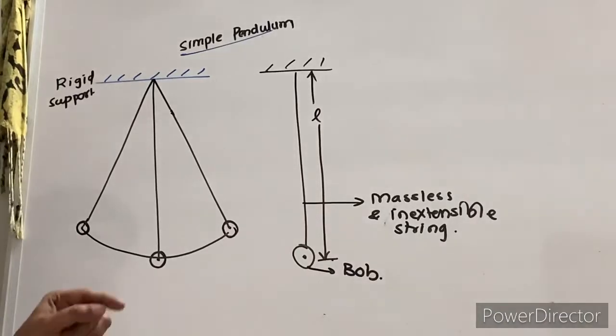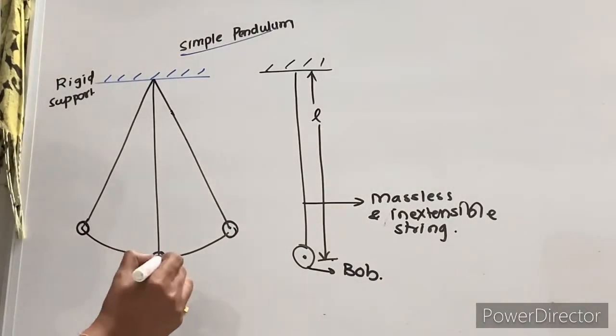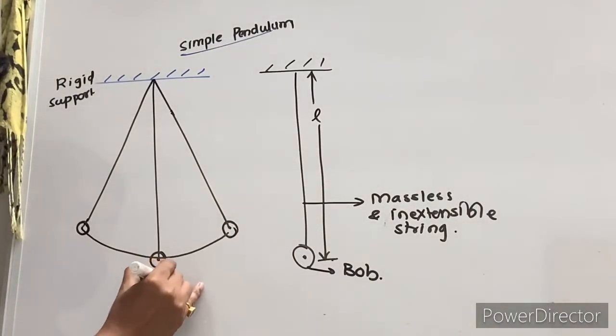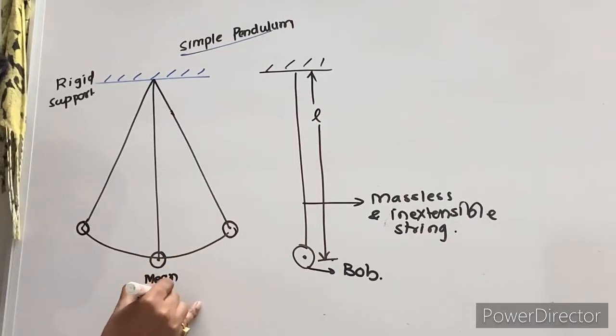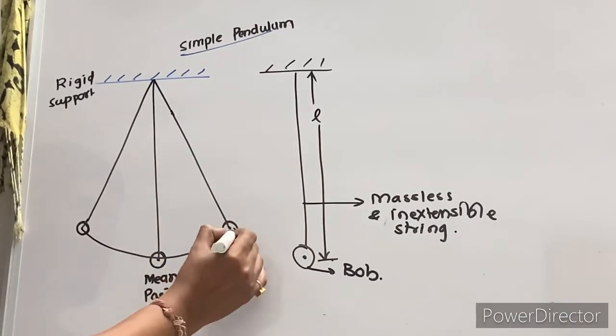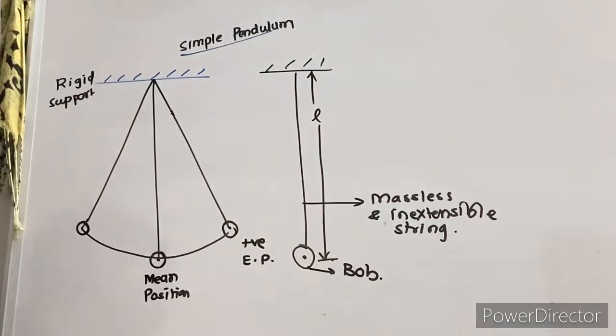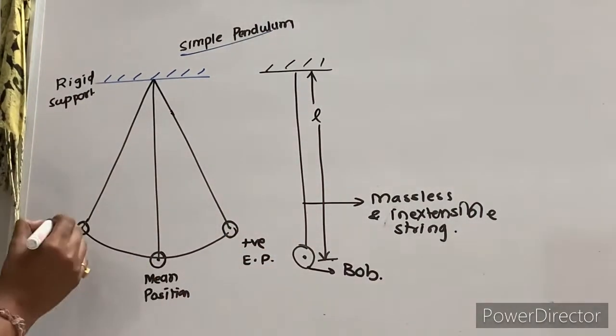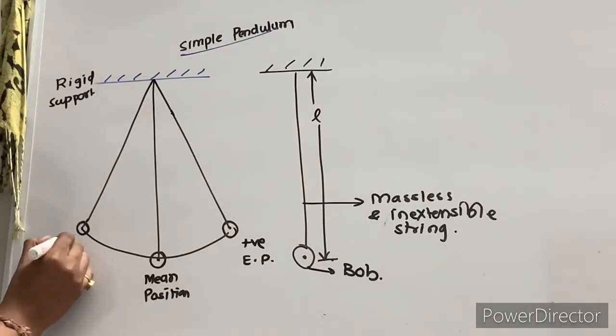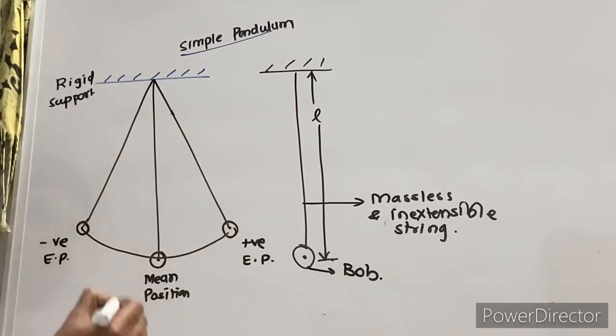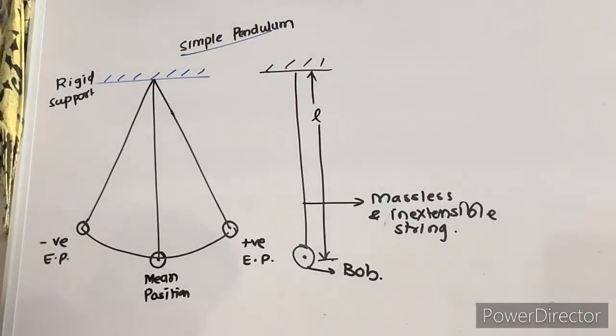Now this pendulum, this is its mean position. This is its positive extreme position. EP stands for positive extreme position. And here it is the negative extreme position.